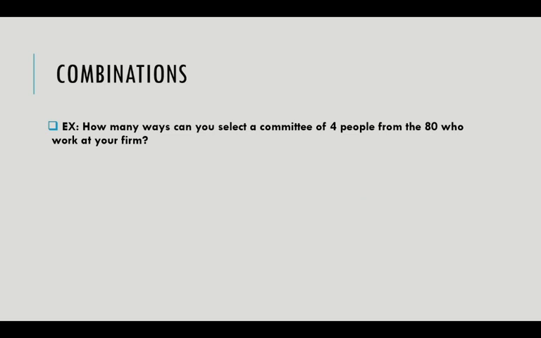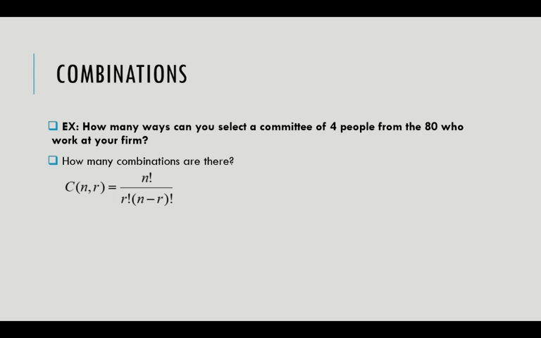Now, back to the question about selecting a committee from people in your firm. How many ways can you select a committee of 4 people from the 80 people who work at your firm? So we want to know how many different combinations there are, right? And we all agree order doesn't really matter, right? Do I care about the order of choosing 4 people? No. So it seems like combination is the way I want to think about this. I just want the total number of possibilities.